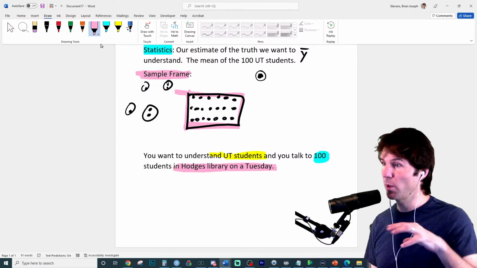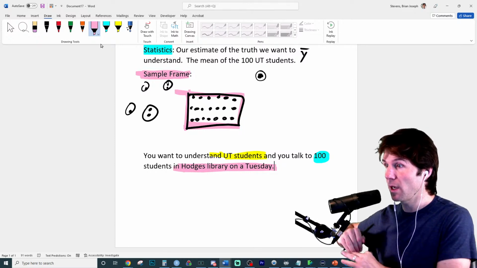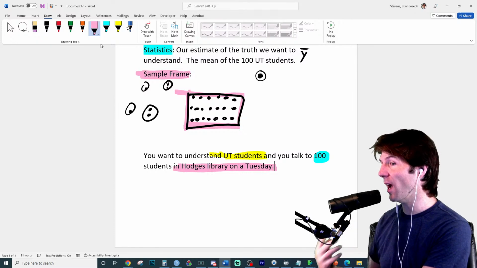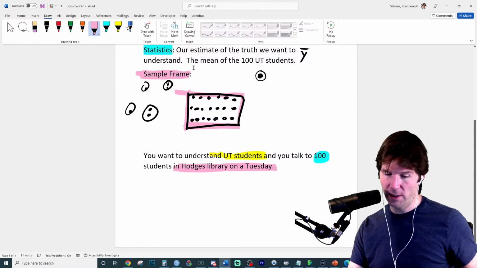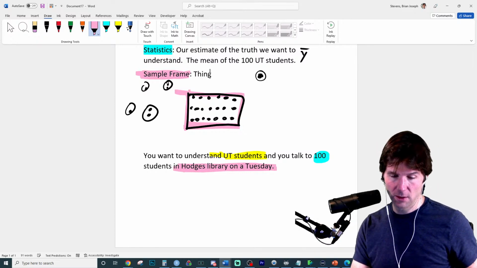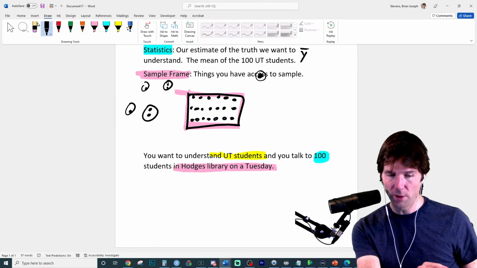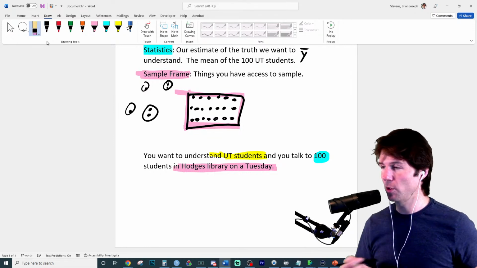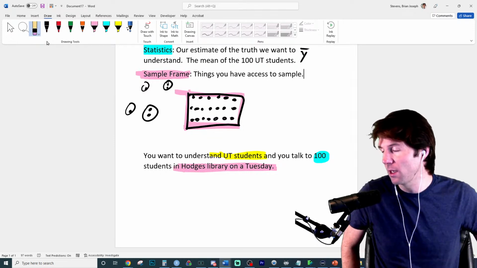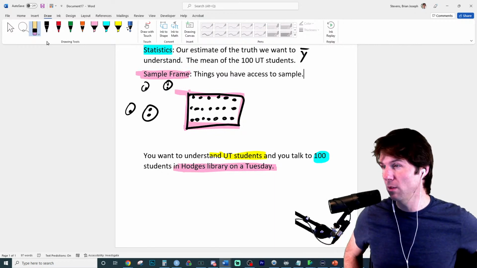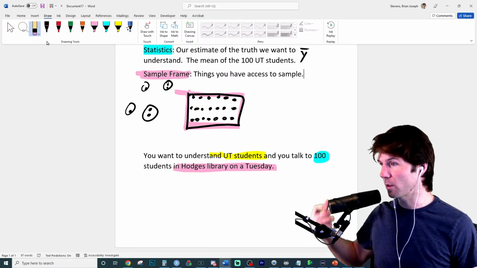The sample frame is where you take your sample from. It's not your sample. It's the things you have access to sample. So let's write that right here. Things you have access to sample. So just kind of understanding this theoretically is very important. When we talk about a sample frame, it's what you could theoretically take. It doesn't mean you do sample them. You could sample everything in your sample frame. You could eat all those cookies.